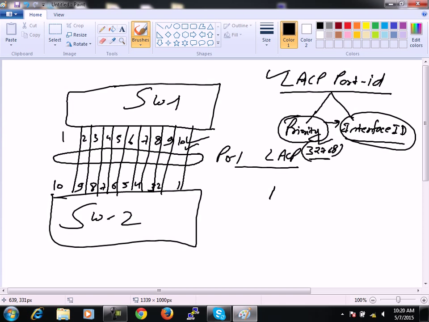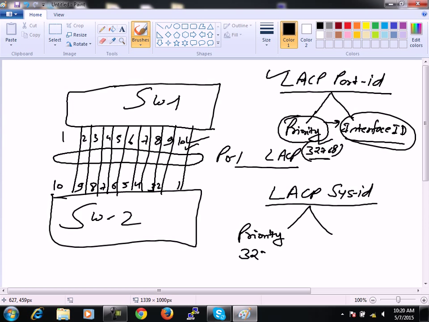In that case, first of all, they will compare their LACP system ID. And again, the LACP system ID contains two components. One is priority, which is again 32768, and then the system MAC address, or you can say base MAC address. So the LACP system ID contains these two components, system priority and system MAC address. So in case the switches are conflicting in electing their active ports, first of all they will compare their system IDs. A switch having the lower system ID, are you getting my point? A switch which is having the lower system ID will be responsible to elect your active ports in this case.